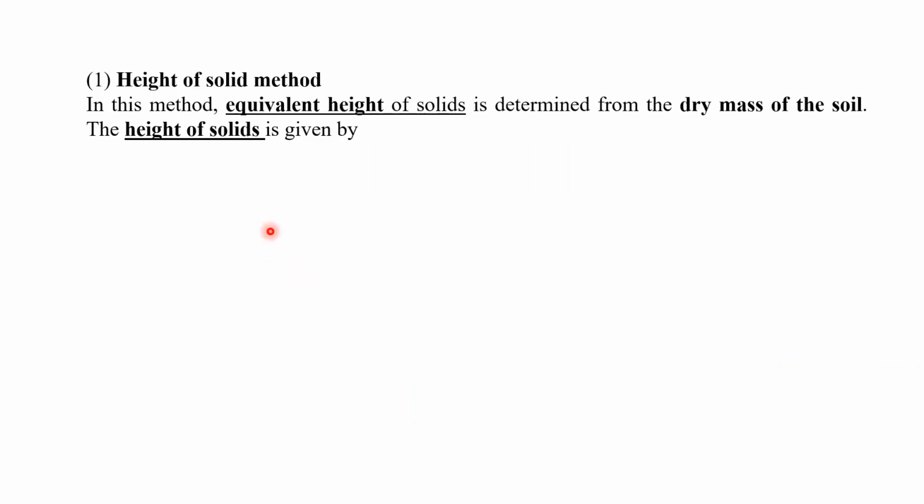You can see the equivalent height of solid is determined from the dry mass of the soil, and the height of solid can be calculated by a formula. Different formulas are there. Let us see. As we know, specific gravity is equal to density of solid by density of water. So density of solid we can write as mass of solid by volume of solid. So this will be equal to G gamma W.